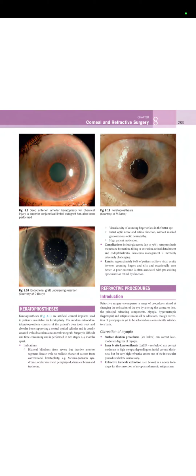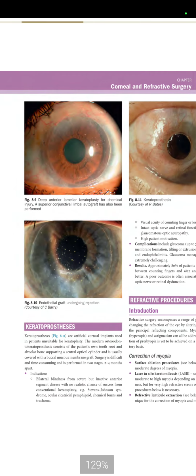Welcome to the Kanski lecture series, Cornea and Refractive Surgery Part 3, in which we are going to discuss today the keratoprosthesis and the refractive procedure. So let's get started. So what is a keratoprosthesis?